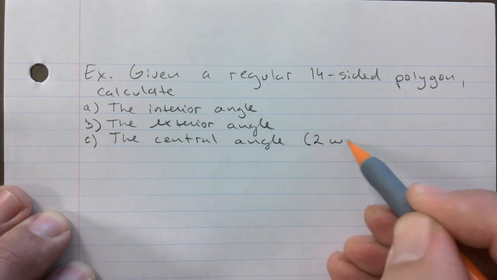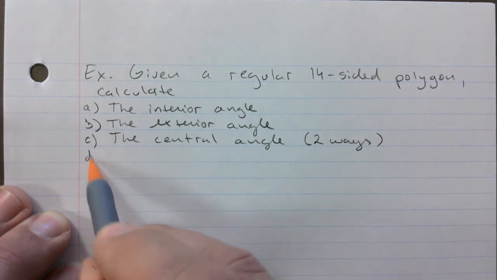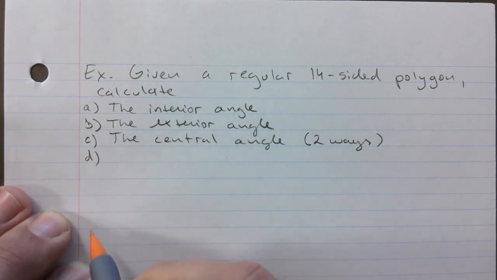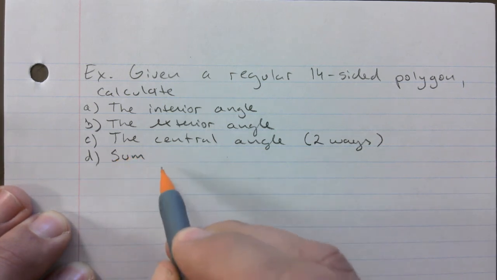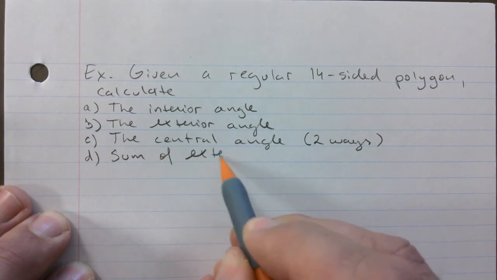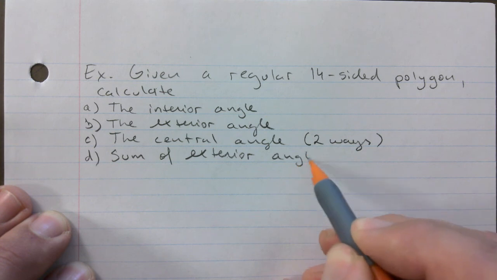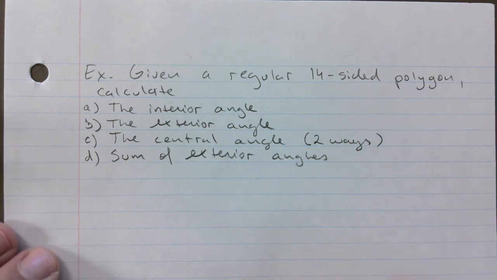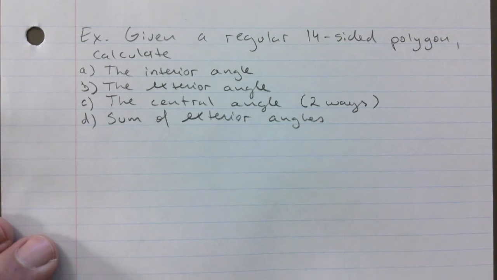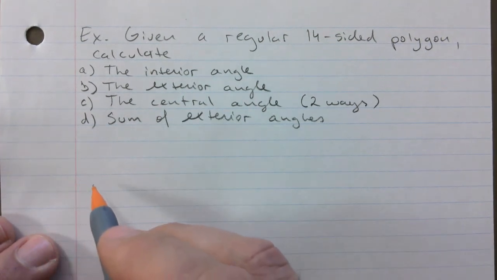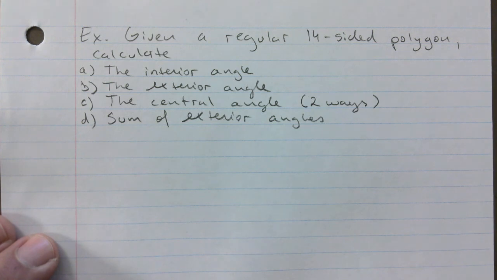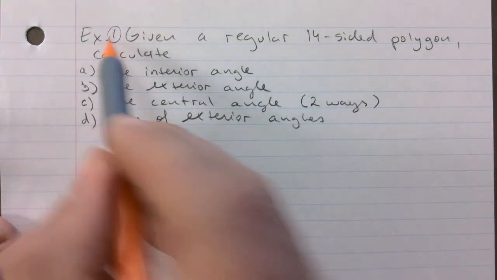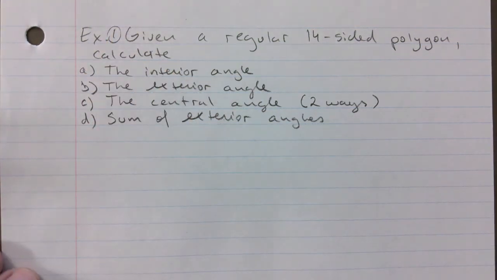I need you to show me 2 ways of doing this. And I need you to figure out the sum of exterior angles. So write that down first. That's number 1. Leaving a couple lines there.